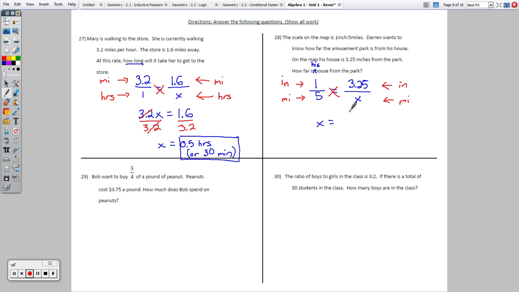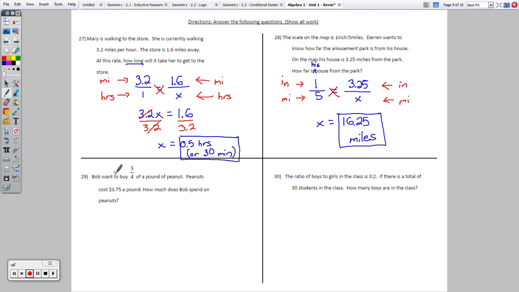5 times 3 would be 15, and then times 0.25 would be another 1.25. So that's 16.25 altogether. 5 times 3.25, 16.25. And I have units here. This was measured in miles. So the actual distance to the amusement park for Darren is 16.25 miles.